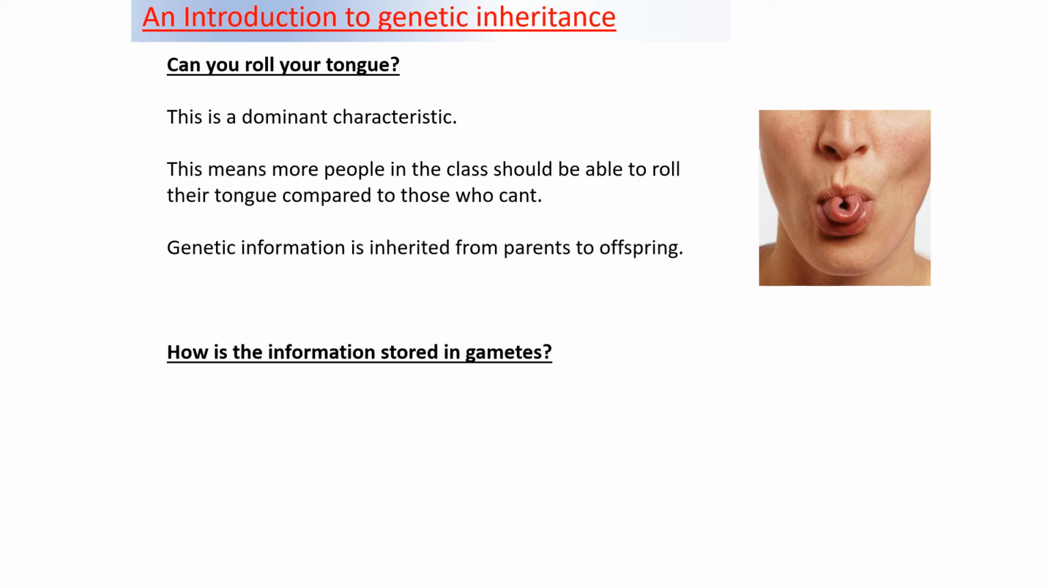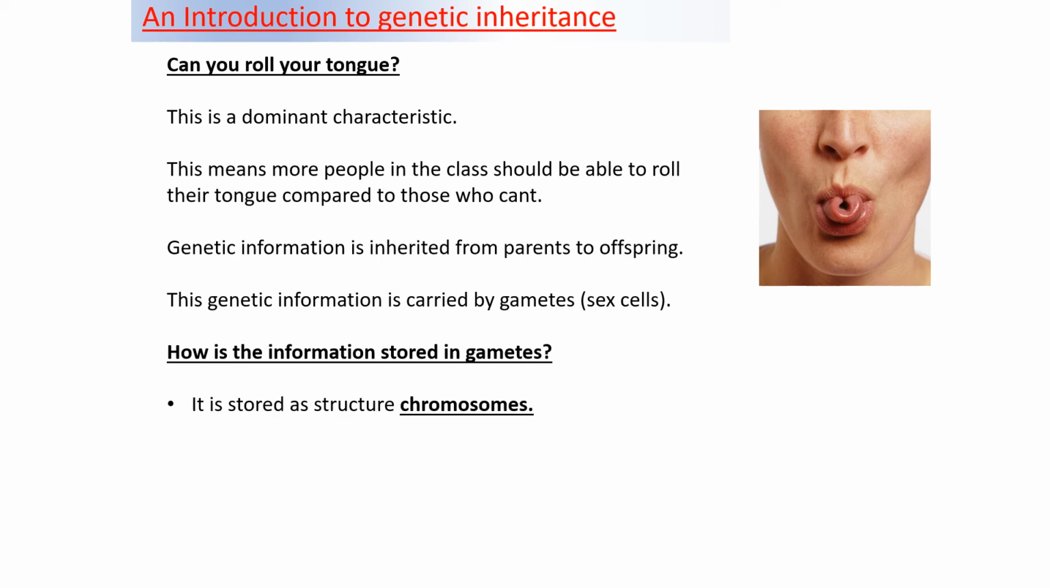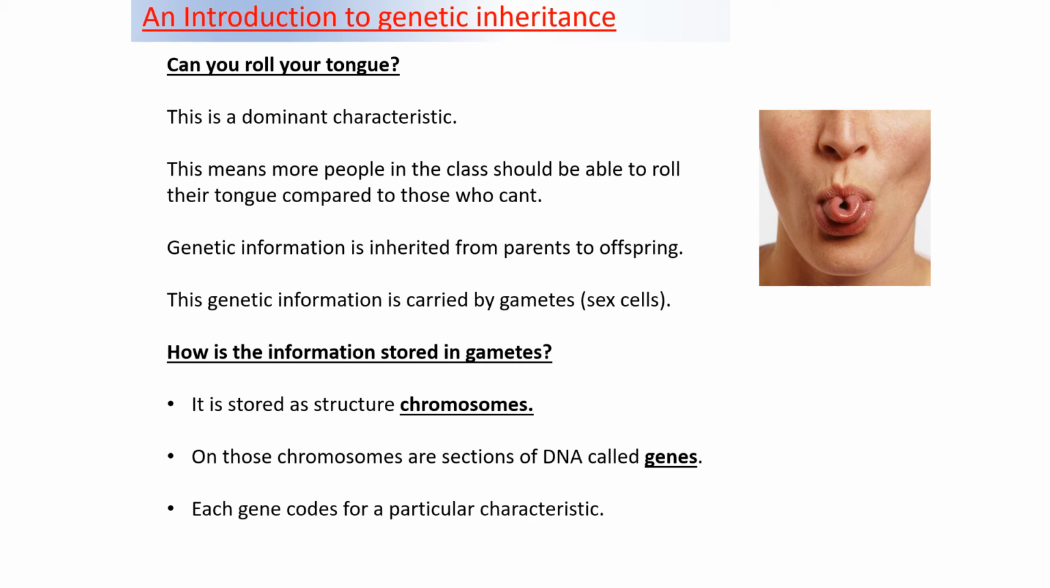And this characteristic is inherited from our parents. This information is carried by sex cells called gametes. How is this information stored in the gametes? It is stored as structured chromosomes. On the chromosomes, there's a section of the DNA called genes, and genes code for a particular characteristic.